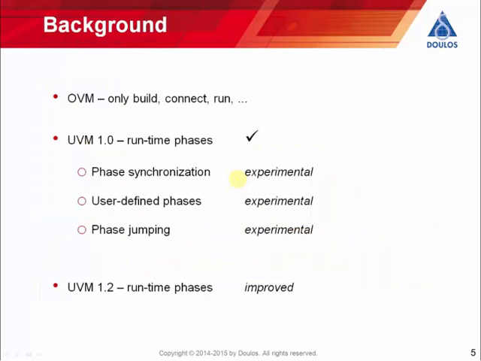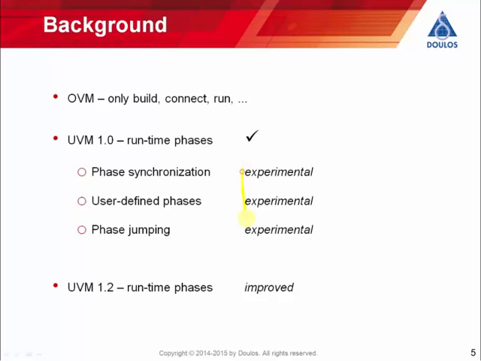Just a little bit of background. OVM had phases, but only the build, connect, run phase and so on, not the runtime phases. Runtime phases, that is phases where simulation time passes, first got introduced with UVM. So UVM introduced runtime phases like the reset phase, the configure phase, and UVM also introduced phase synchronization and phase domains, user-defined phases, and also phase jumping, that's the ability to jump forward and backward along the simulation timeline.